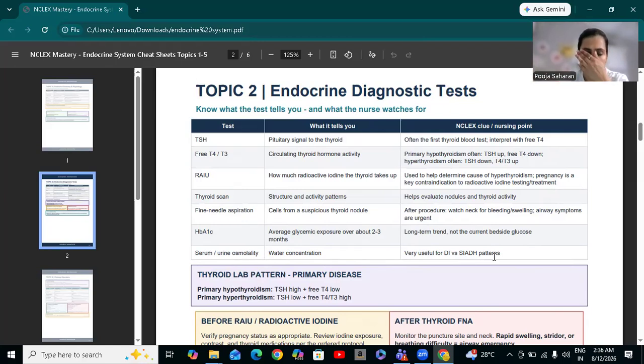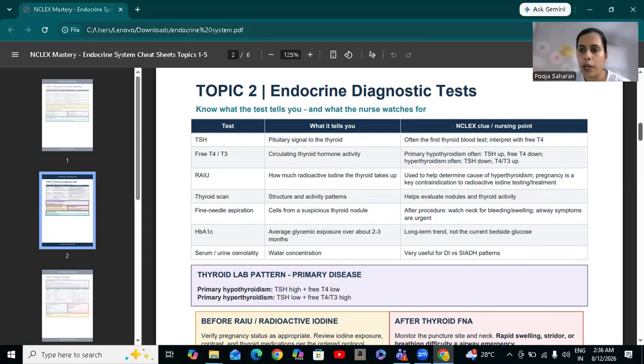Yes. Next is thyroid lab pattern. Thyroid lab pattern, we have talked about it. It's very easy now for you to understand. Primary hypothyroidism, primary hyperthyroidism. Ma'am, hypothyroidism, hypo, reduced. T3, T4 reduced. TSH increased. Yes. On the contrary, the opposite is hyperthyroidism.